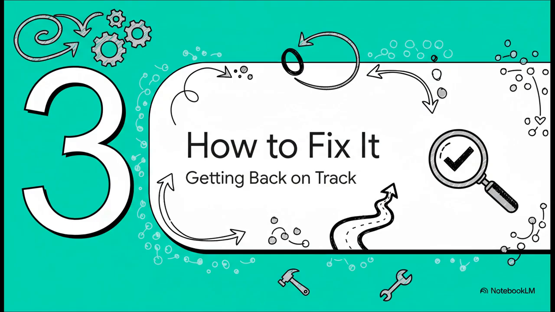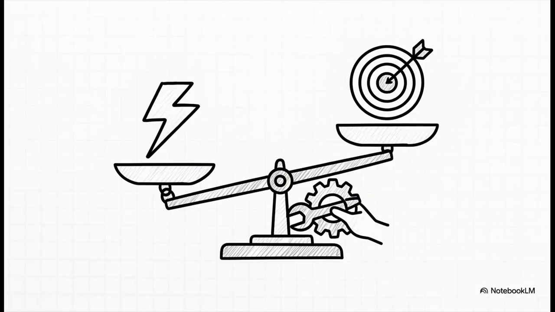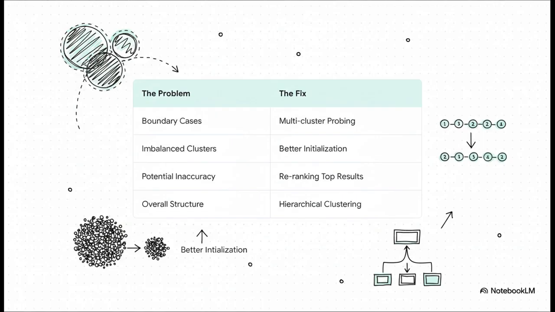Okay, but here's where it gets really cool. Engineers know all about these potential problems, and they've cooked up some incredibly clever ways to fix them. So instead of just shrugging and accepting these trade-offs, they've built some ingenious solutions to get the best of both worlds, speed and accuracy. And for pretty much every problem, there's a corresponding fix. For those tricky boundary cases, the system can peek into a few nearby clusters. That's called multi-cluster probing. For those giant, imbalanced groups, they use better setup algorithms to keep things even. And to get the whole library organized better, they can use more advanced methods like hierarchical clustering, which is kind of like creating sections within sections.